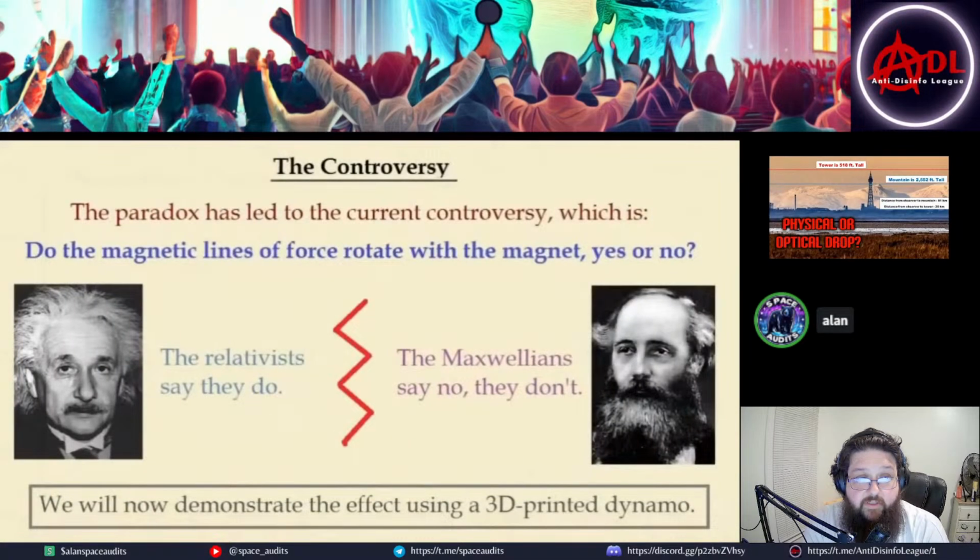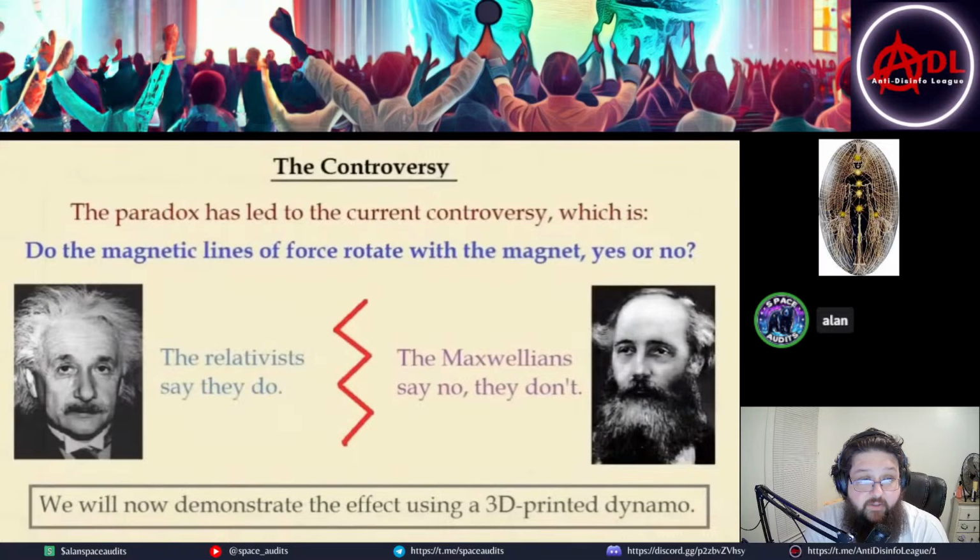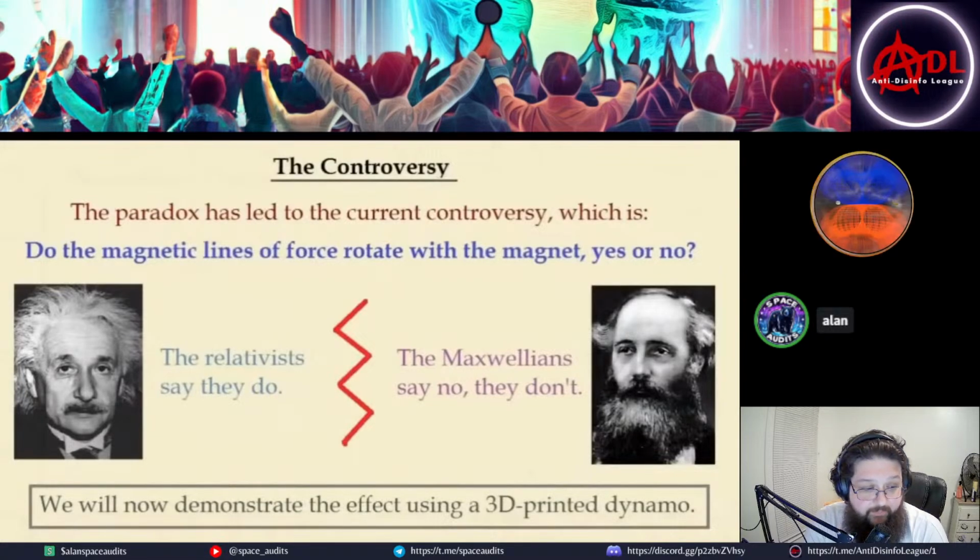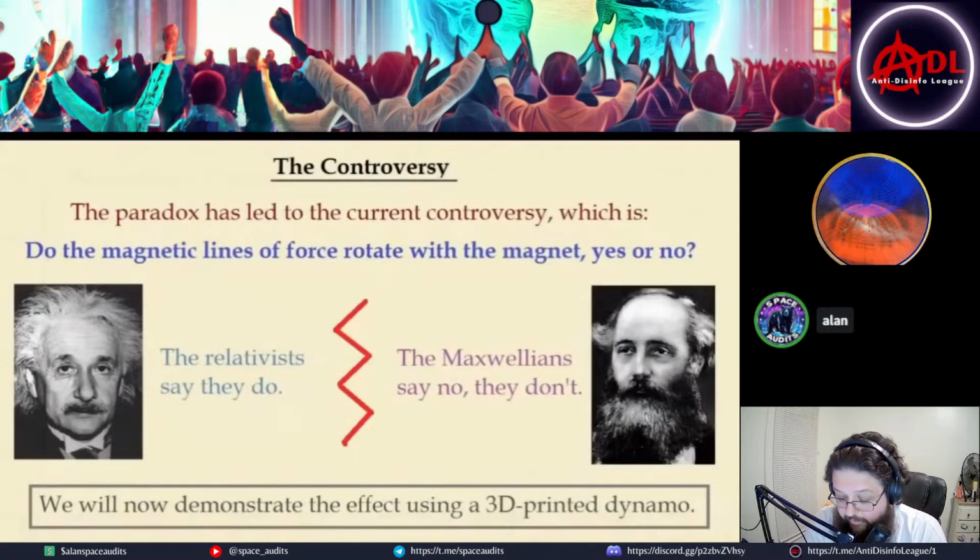All right, the controversy. The paradox has led to the current controversy, which is, do the magnetic lines of force rotate with the magnet, yes or no? The relativists say they do. The Maxwellians say they do not. We will now demonstrate the effect using a 3D printed dynamo.